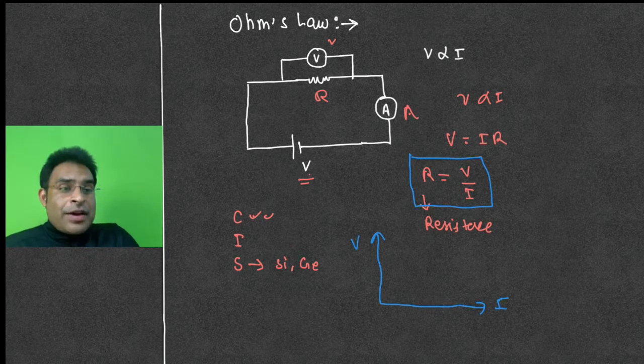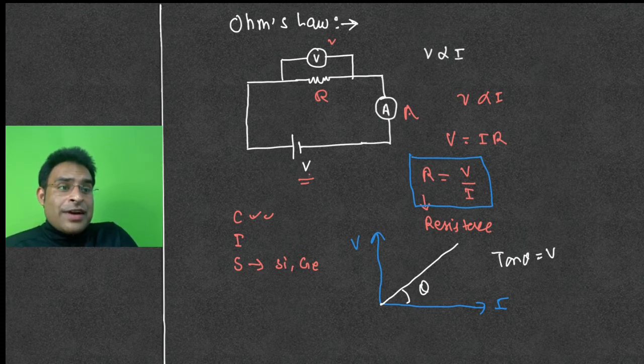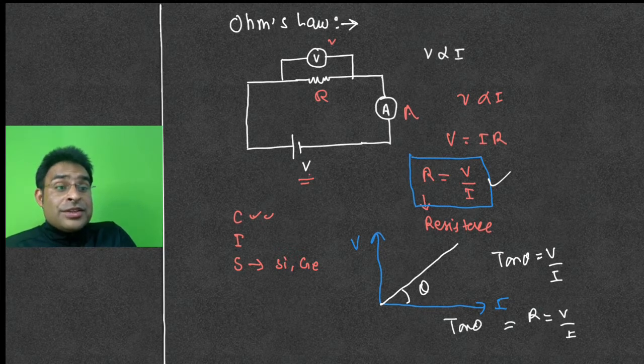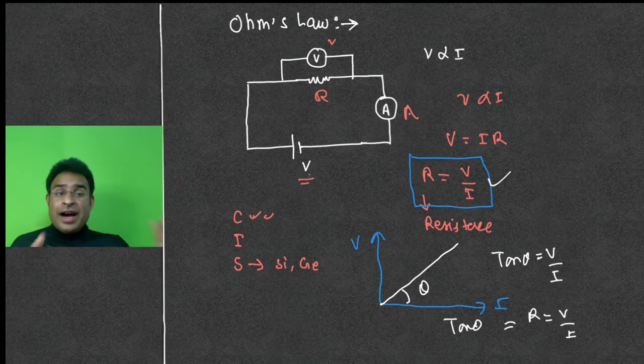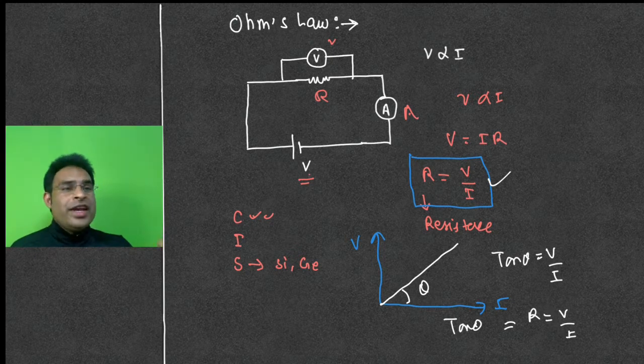For a conductor, if I make the graph, it must be a straight line, and this angle is theta. Tan theta is equal to V divided by I, which you can also say is R. It means R is equal to V divided by I is equal to tan theta. So if there is a graph between V and I and they are asking for resistance, simply find tan theta, which is also called the slope of the graph.